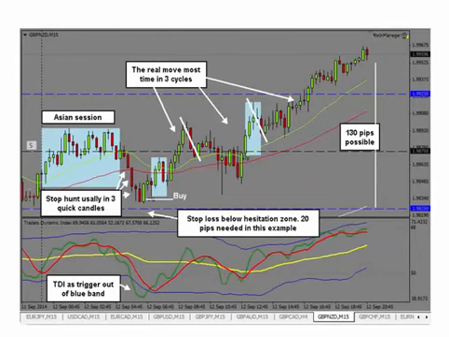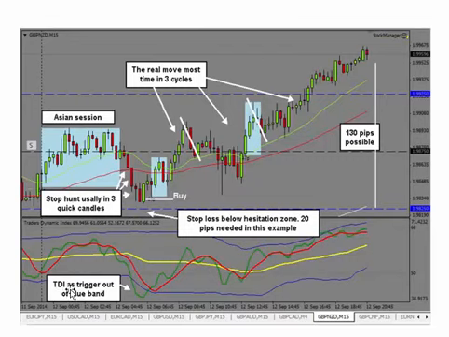Here's an example on the pound New Zealand. Here's the Asian accumulation session. Stop hunt out of the blue box, usually done with 3 quick candles. Held the level for between 30 to 60 minutes. Bounced right on a hesitation zone.